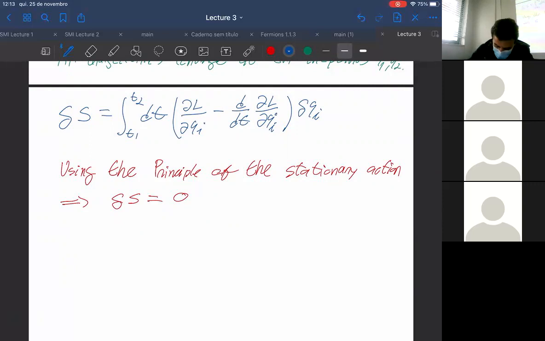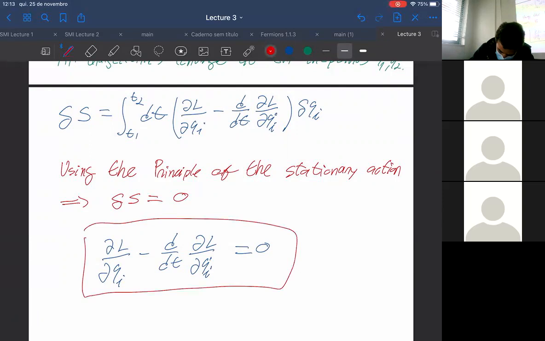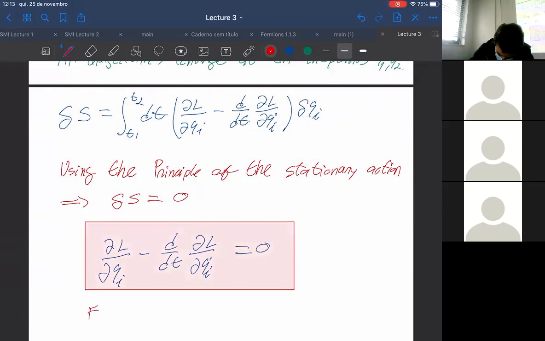Yeah, exactly. So from this we get that dL/dqi minus d/dt dL/dq̇i equals 0, and these are the Euler-Lagrange equations. I will use throughout the lectures EL or Lagrange equations. Right. Of course. Just to be clear.